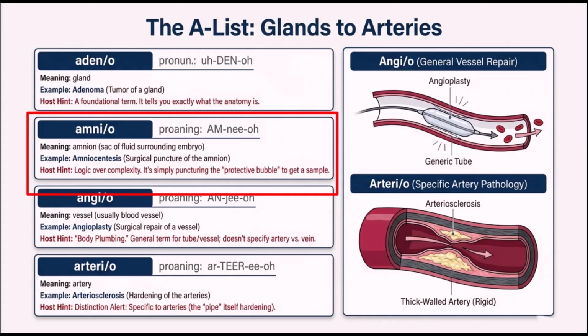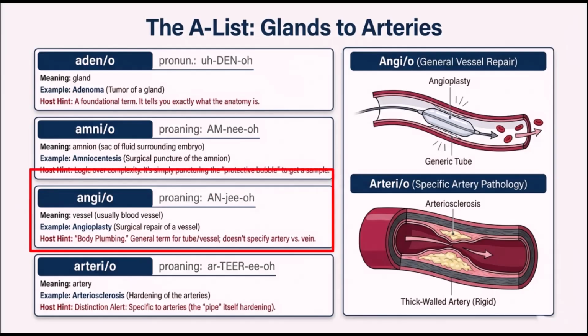Moving into the body's plumbing system, right? We have a few vessel terms coming up. The first one is the general term, angio. It means vessel. Now, usually it's a blood vessel, but the root itself just means tube or vessel. So when we hear angioplasty, the word itself isn't specifying if it's an artery or a vein. Exactly. Plasty is surgical repair. You're just repairing a vessel.